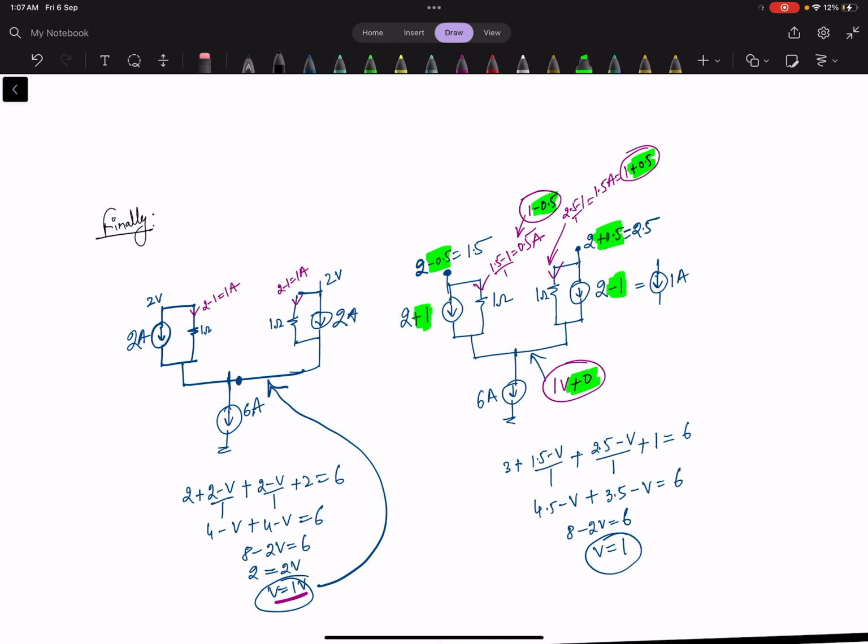If you look closely here, what are the given things for us? We have 2 ampere current, 1 ohm resistance, and 2 volt node voltage present here. Similarly, 2 ampere current, 1 ohm resistance, 2 volt node voltage, and this is the 6 ampere current.